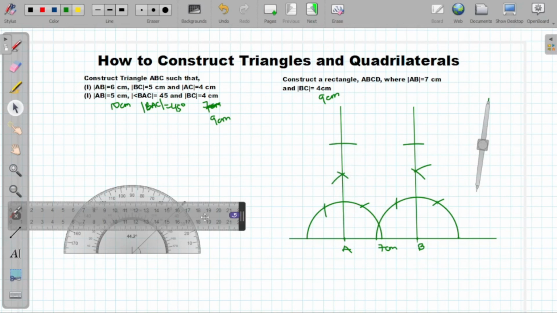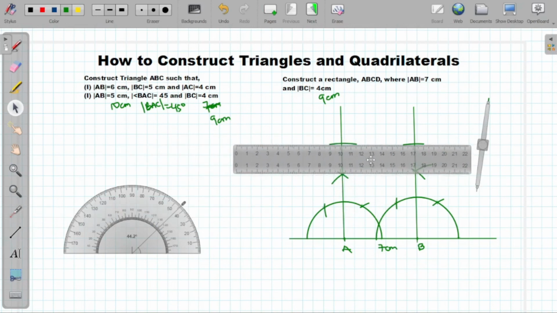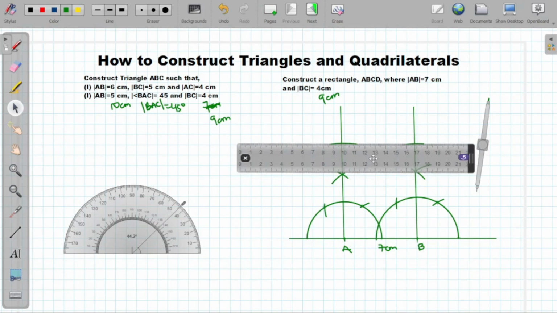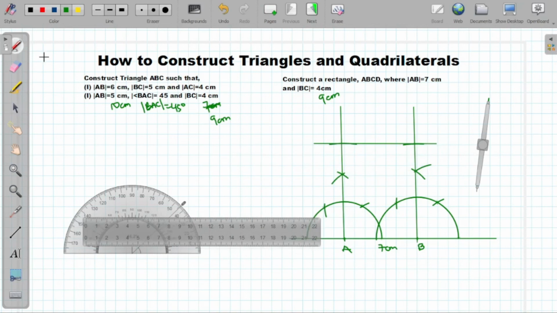Alright, now with these two arcs I can use my long rule to connect the top over here where the arc cuts the straight perpendicular line. So I join them, then I can remove my rule and label this side. This is C and this is now D. So this is also 7 centimeters and this is 9 centimeters and this is also 9 centimeters. Then the angle over here is 90 degrees, and voila.